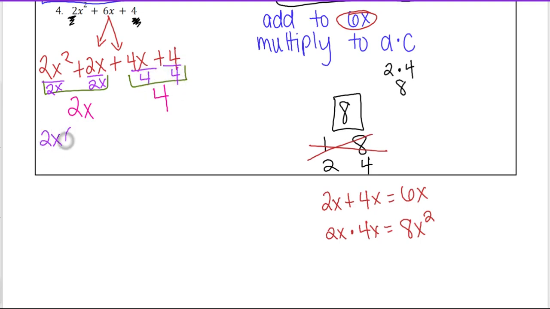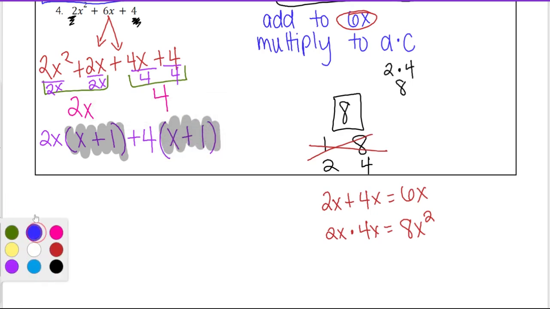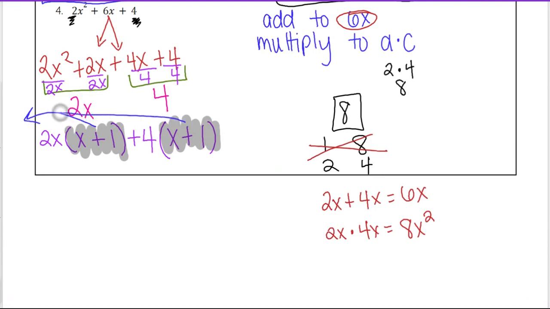We have 2x times, and when you divide the first term, we get x plus 1. 2x divided by 2x is not 0. That's a common mistake, so make sure you put the plus 1 there. And then our GCF is positive 4, so plus 4 times x plus 1. Notice again, our sets of parentheses are matching. So that tells us we can pull that out as our repeated factor, which is x plus 1. And then our GCFs left are 2x plus 4.